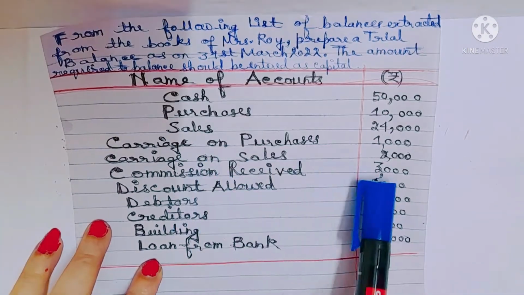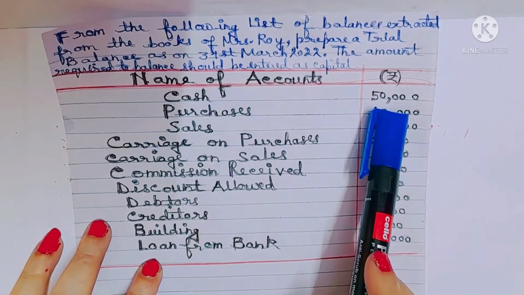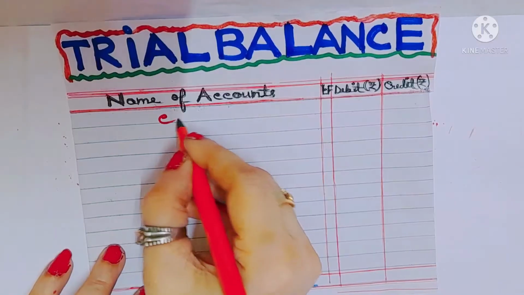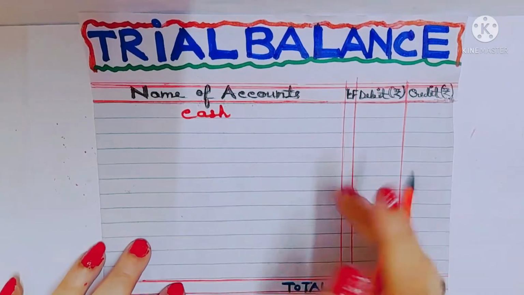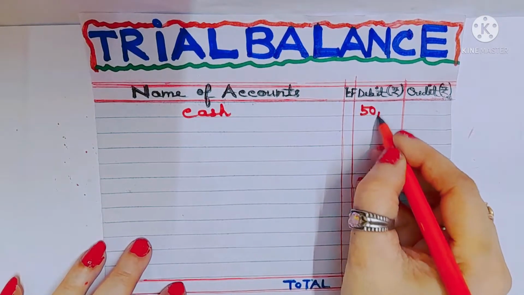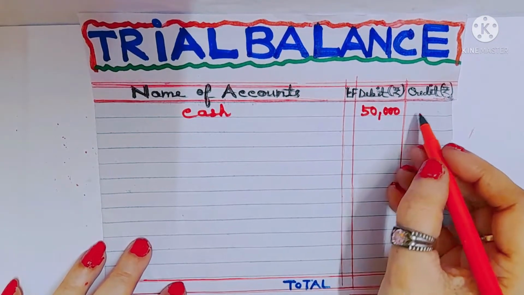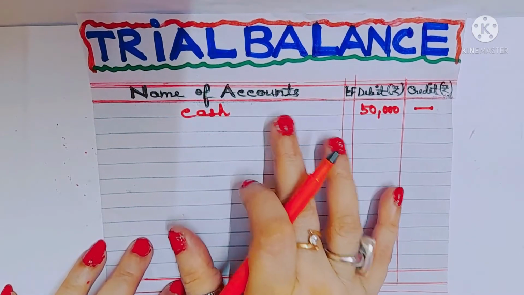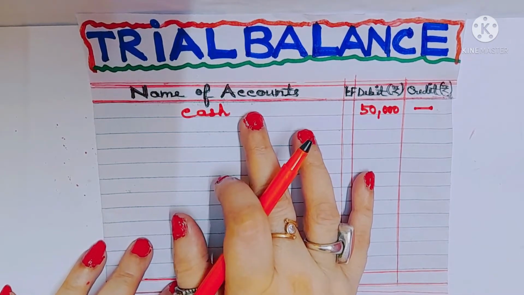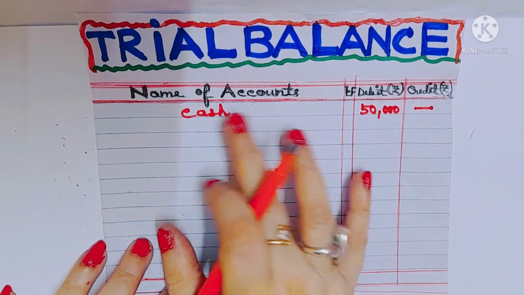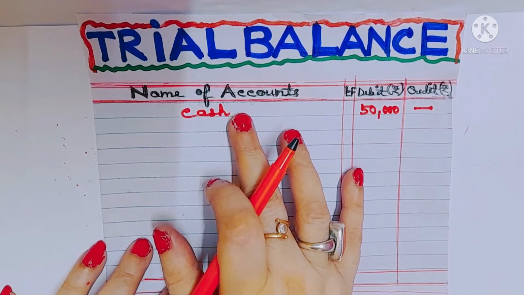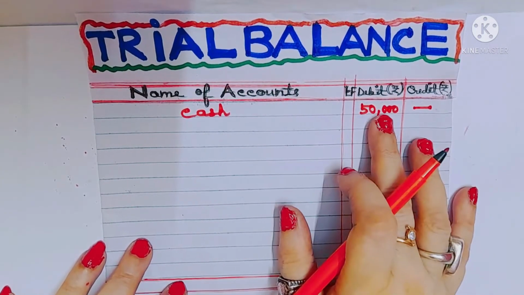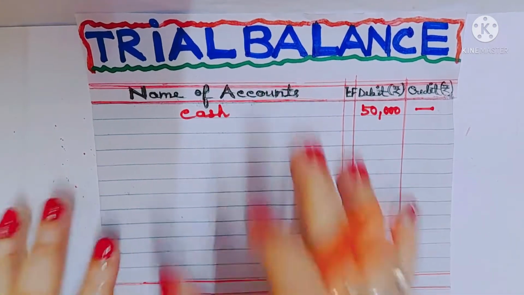Let's see the first account. Cash 50,000. So let's write cash 50,000. Cash is a debit balance. That is the reason we're writing in the debit column 50,000. Why is cash a debit balance? Because cash falls under real account. According to real account, what comes in is debit. Here, from the business point of view, cash comes into the business. So cash account will be debited. Understood? Now let's see the next account.